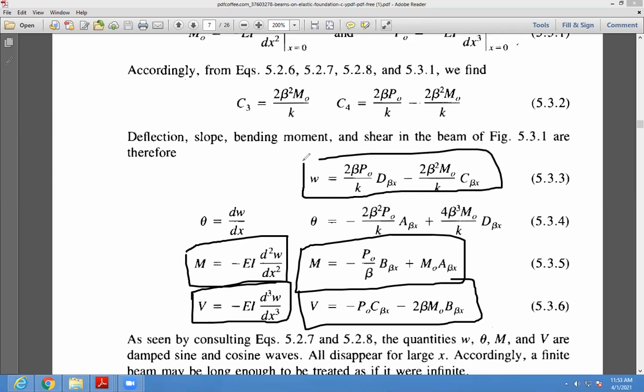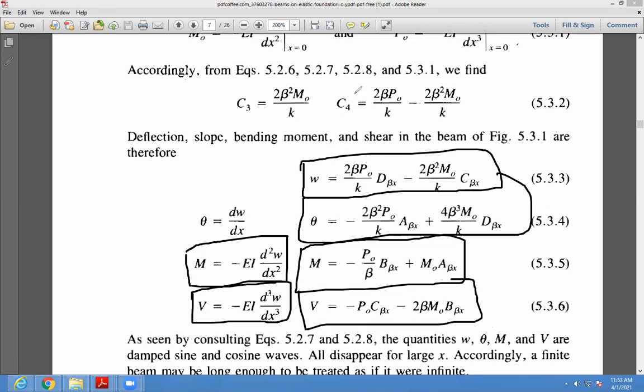First equation is for deflection. Second equation is for your slope. Third equation is for moment. And fourth equation is for shear. Right? So by using these equations for the semi-infinite case, where x is 0 to infinity, we have to find out the values of slope, deflection, moment, and shear, right?